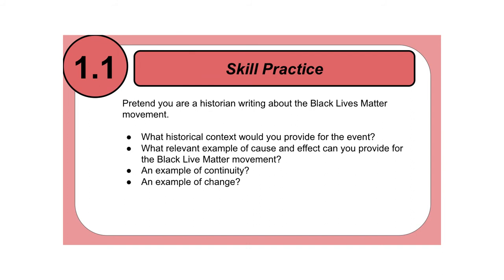If you will, take a moment to pause and do a skill practice. Pretend that you are a historian writing about the Black Lives Matter movement. What historical context would you provide for the event? What relevant example of cause and effect can you provide for the Black Lives Matter movement? Is there any example you can provide of continuity and any example of change that you can see as a result of the Black Lives Matter movement?